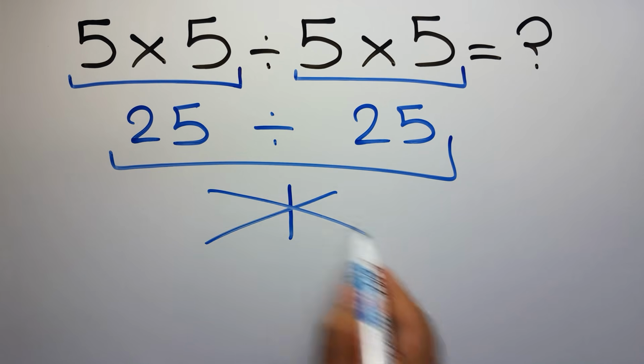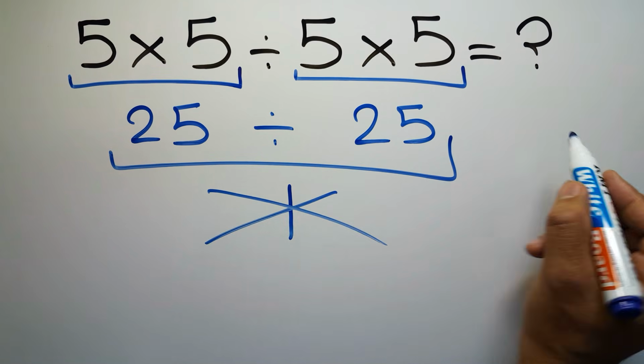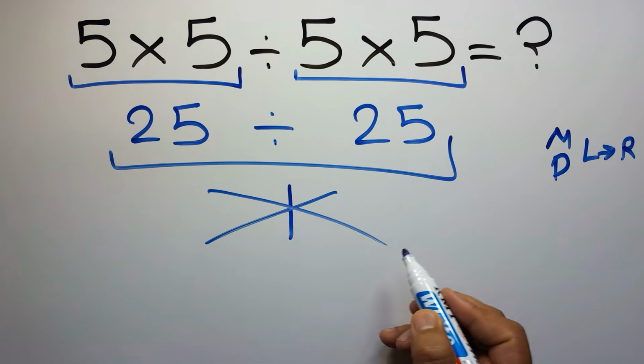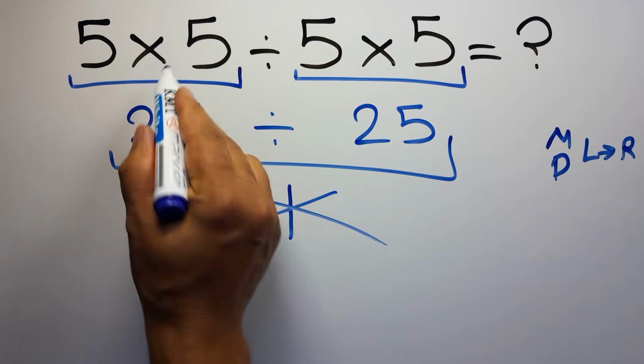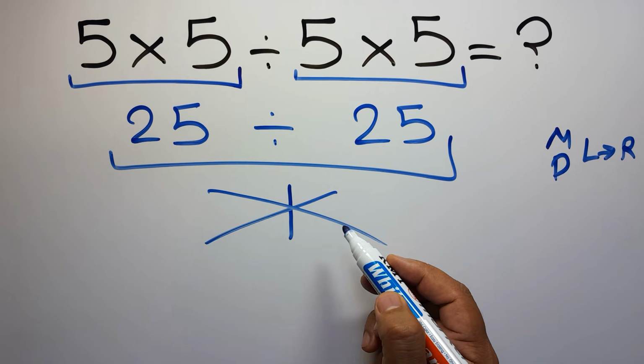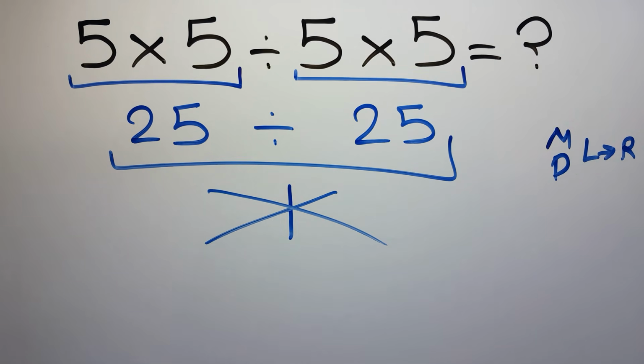But this answer is not correct because according to the order of operations, multiplication and division have equal priority and we have to work from left to right. So here, first we have to do this multiplication, then this division, and finally this multiplication. If we do this multiplication before this division, it is wrong.